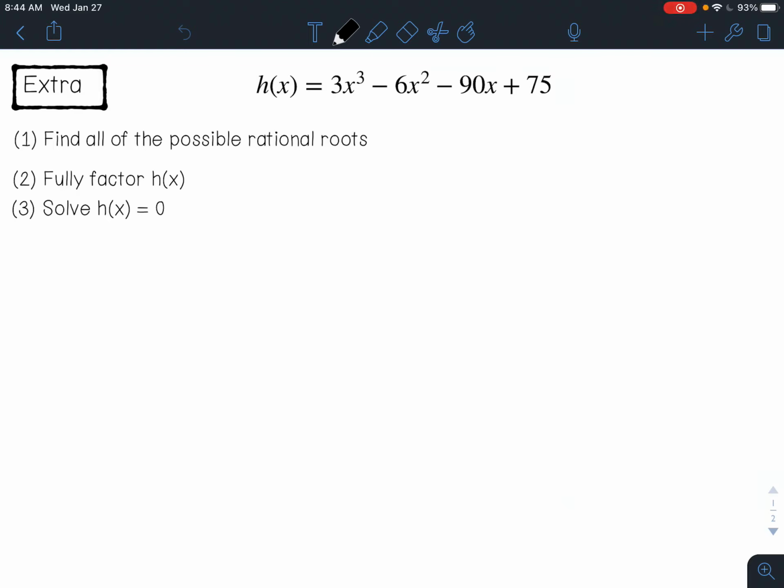So let's look at an example of using the rational root theorem to actually totally solve a polynomial equation. We're going to do everything we can with the rational root theorem. So I have this function up on the screen, 3x cubed minus 6x squared minus 90x plus 75. And we're going to do three things. We're going to first use the rational root theorem to find all of the possible rational roots. We're going to use those in synthetic division in part 2 to fully factor this polynomial, and then we're going to solve it.